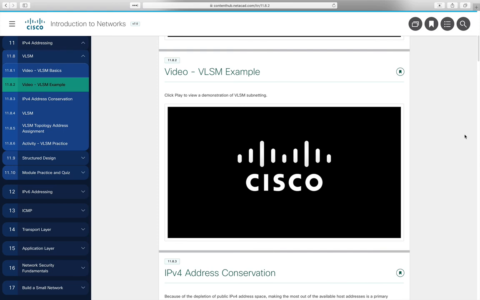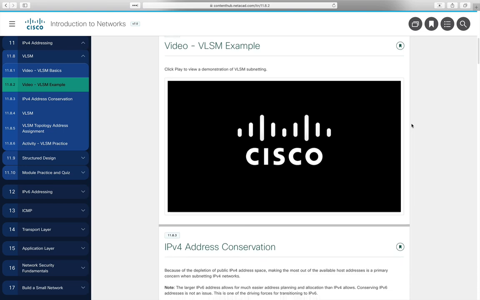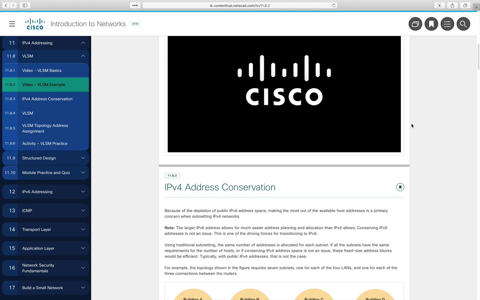The one thing that I am not exactly sure they mentioned is what they gave you as a starting point was an ordered list. That is, it was in the order of the largest number of hosts needed down to the smallest number of hosts needed. A lot of times you're just given a topology diagram, and the first thing you have to do is order it from largest number of hosts to smallest number of hosts, then start through the variable length subnetting as they showed.